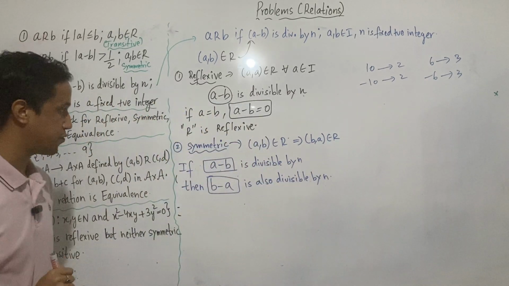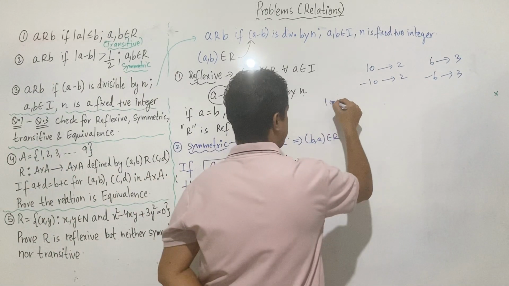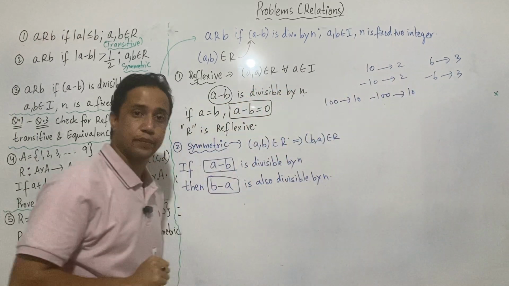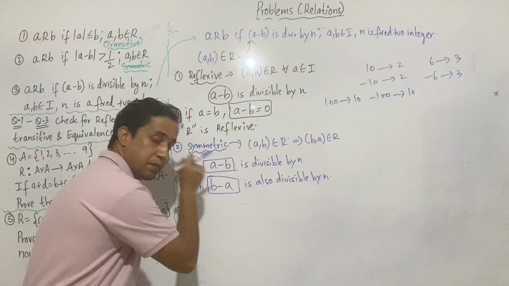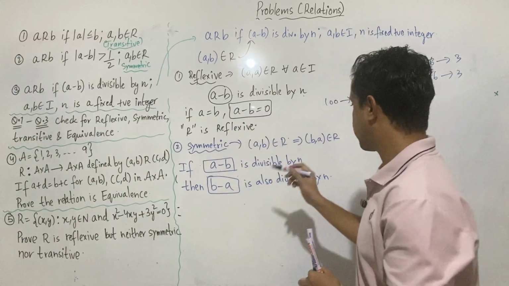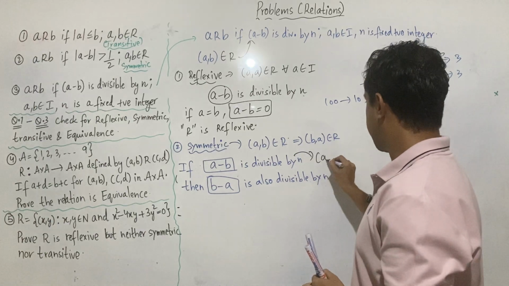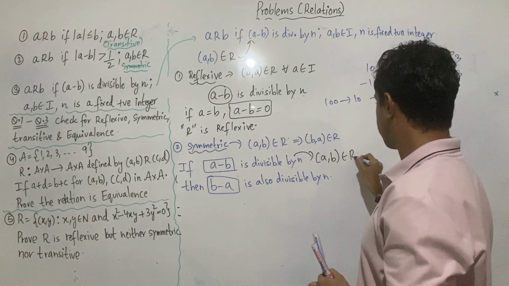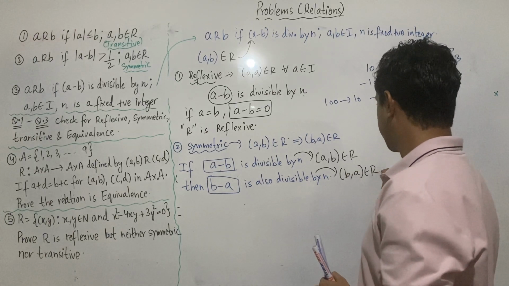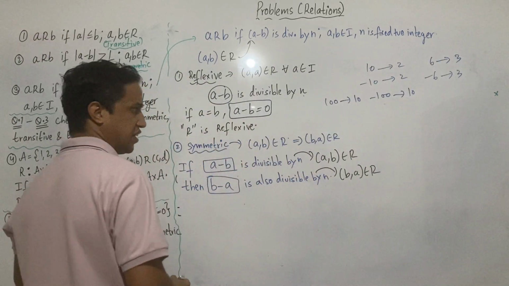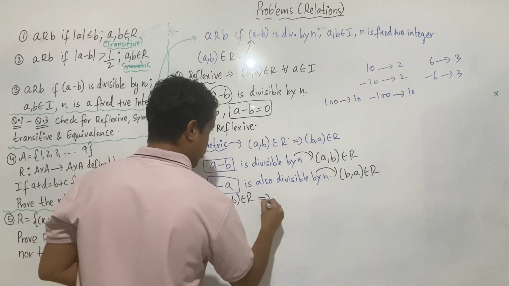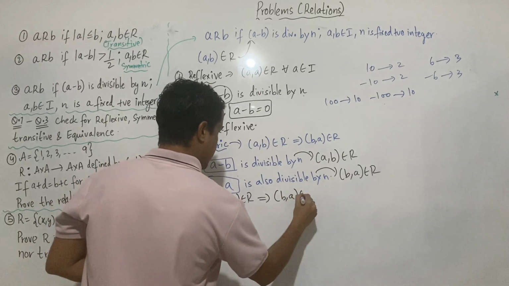I hope you understand it, right? If 100 is divisible by 10, then minus 100 is also divisible by 10, right? So from this one, I can say that A, B are going to be part of the relation. From here, I can say B, A is going to be part of the relation. So that's what it says: if A, B are in relation, then B, A must be in the relation too.